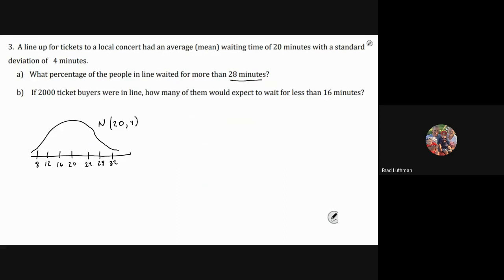What percentage of people 28? See, we're really lucky that this 28 falls right on a standard deviation for more than 28 minutes. So more than 28 minutes. Let's see if we can start to parse our way there. Standard normal curve, 0.